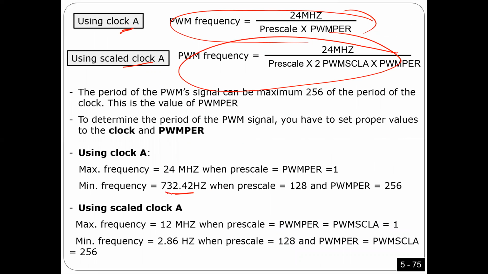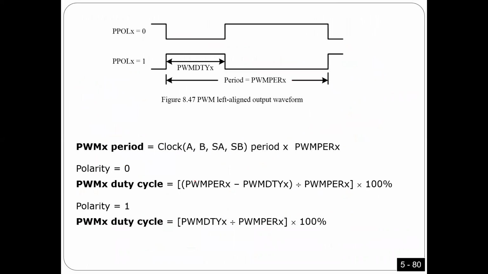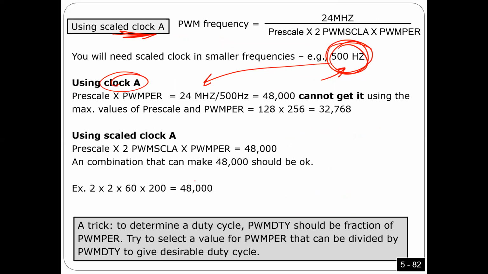I told you the minimum should be 700, so I cannot generate 500 from clock A. Even if you try to do it, it's not going to work. That's what I did. I tried to generate 500. It didn't work because I have to find two values here. When I multiply them together, I'm going to get 48,000.